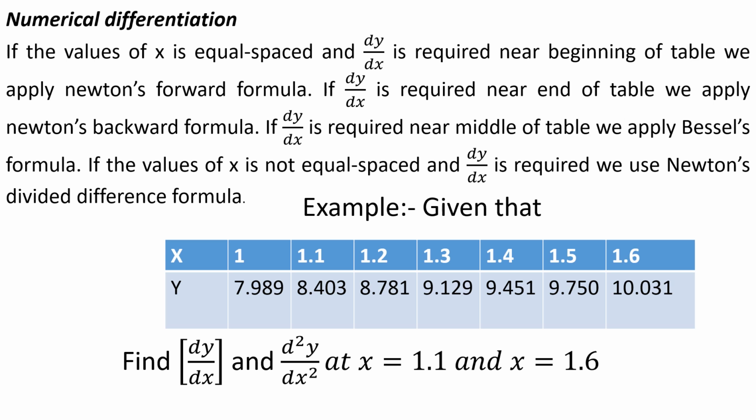So here I have given one example. This is the table, and the requirement is to find dy/dx and d²y/dx² at x equal to 1.1 and x equal to 1.6. You can see 1.1 is at the start of the table and 1.6 is at the end. So accordingly, we will apply Newton's forward formula, and at 1.6 we will apply Newton's backward formula. Look carefully at the formulas; there are very small differences.